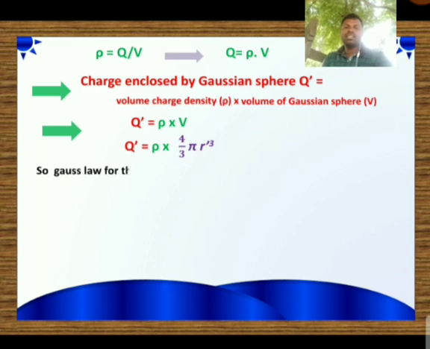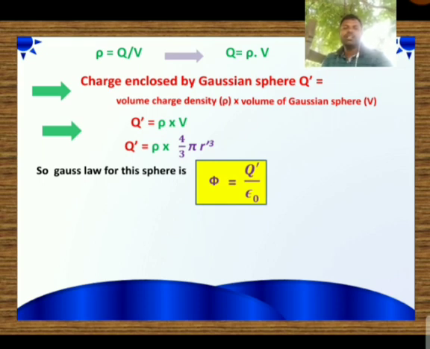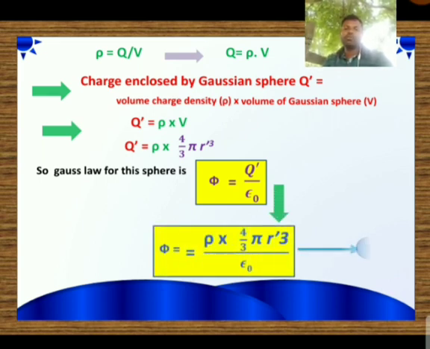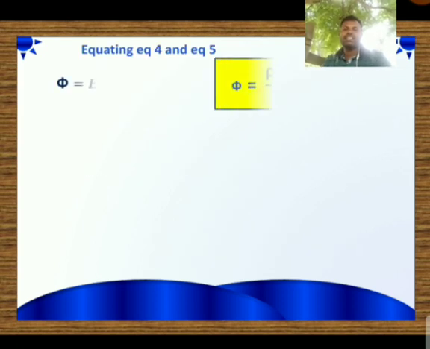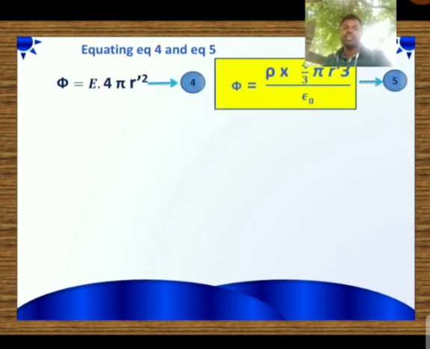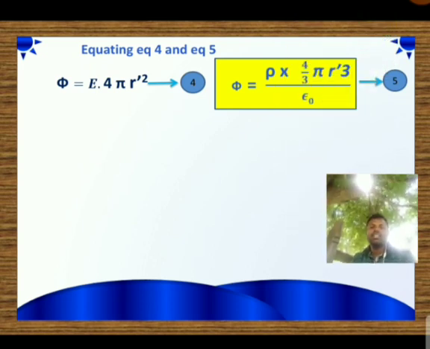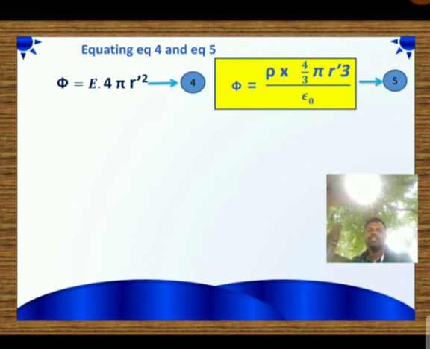Now this is the charge. So in Gauss law, q is equal to q prime. What is q prime? Q prime becomes rho into 4 by 3 pi r prime cube by epsilon naught. This is Gauss law. But what is the general electric flux? We derived E into 4 pi r prime square. From Gauss law, the flux is rho into 4 by 3 pi r prime cube by epsilon naught. Just equate these two.